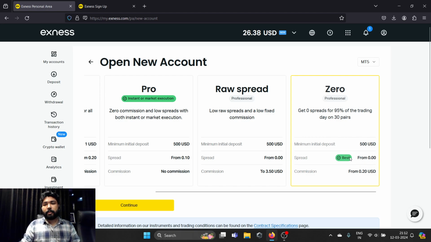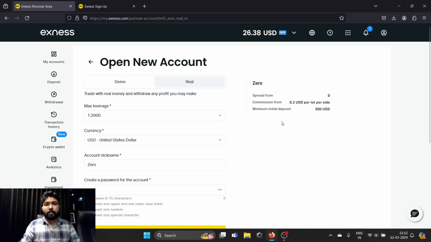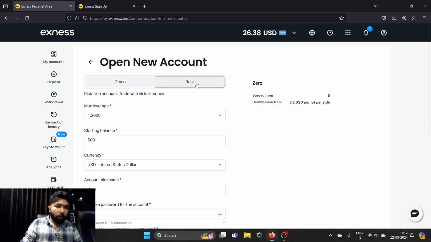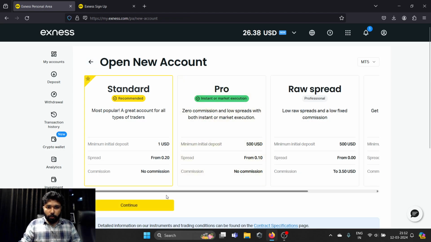And here you can see your spread would be zero and your commissions would be much lesser. So rather than going for raw spread, it's always easier that you go with the zero account. And as a beginner, go with the standard. Okay, once you click one of them, continue, and you can see that if you want to take a demo account or a real account, it all depends upon what you want to take.